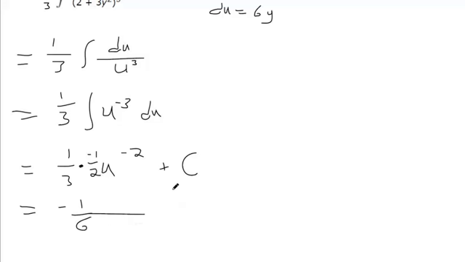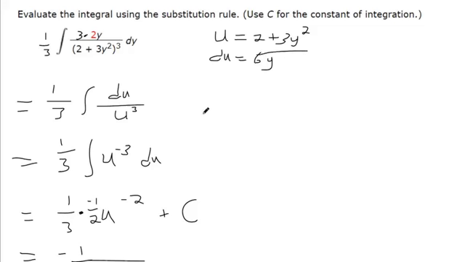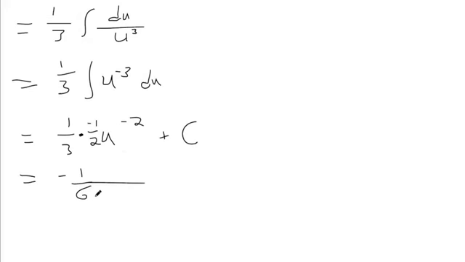But instead of writing u to the second on bottom, let's put it back in terms of y, 2 plus 3y squared. And that's to the second power, right? Because it's u to the negative second, so this is u to the second power in the denominator. So there's our answer.